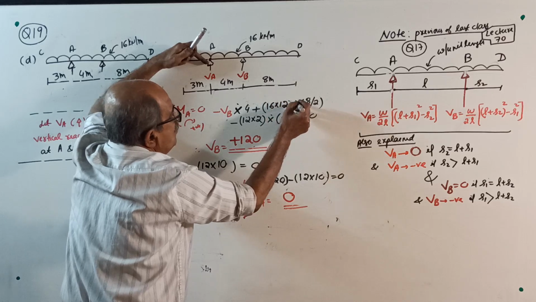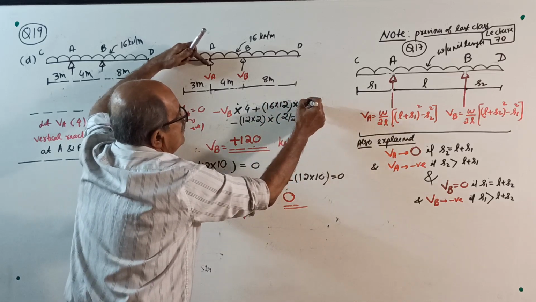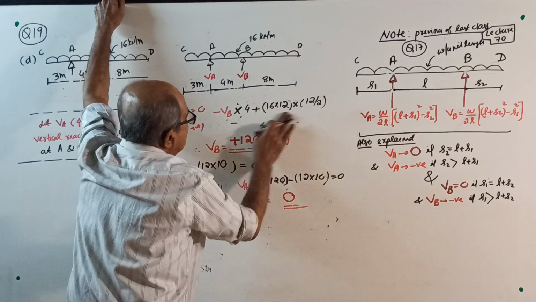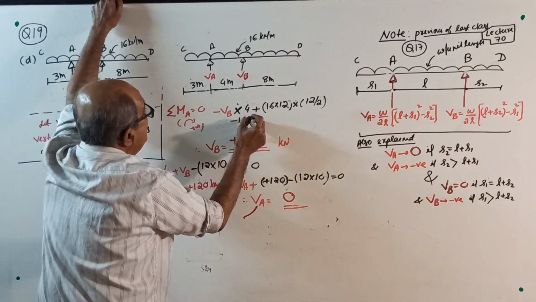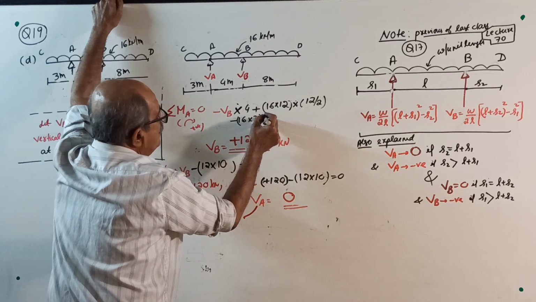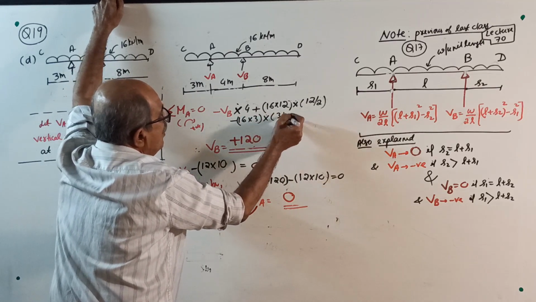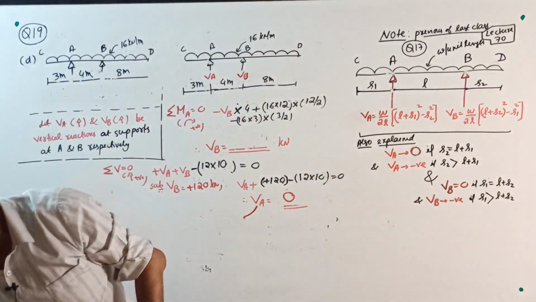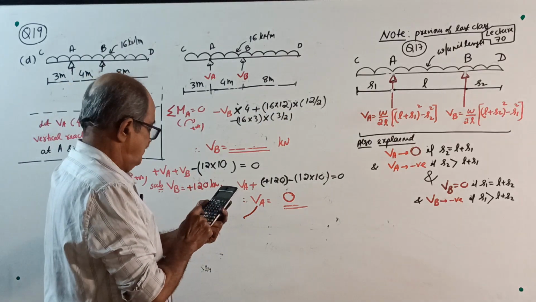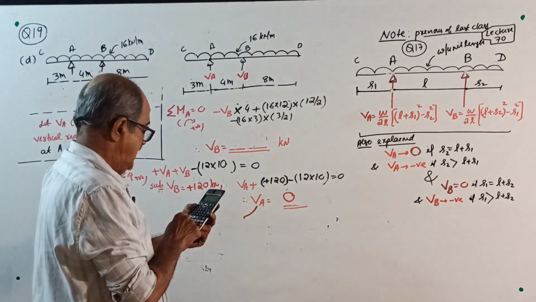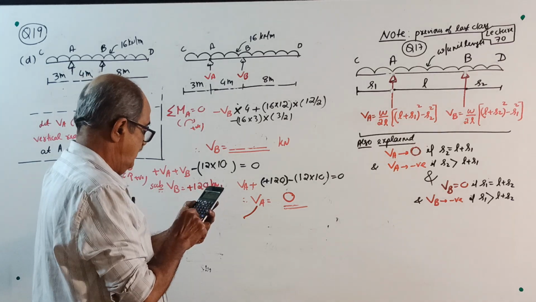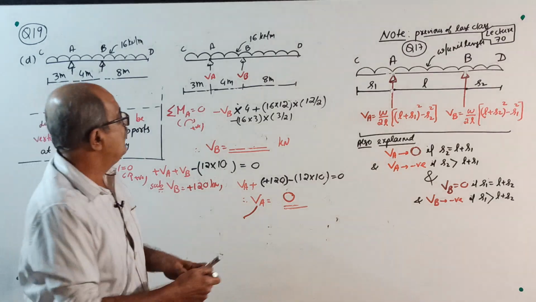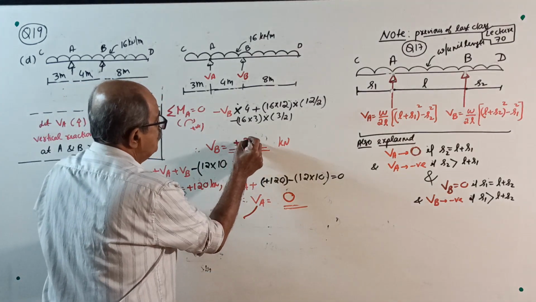16 into 12 is the total load, into 12 by 2, this all explained, minus 16 into 3 is the total load, into 3 by 2. See, I am not putting the arrow mark also because it is explained many times. The answer will come: 16 into 12 square divided by 2, minus 16 into 3 square divided by 2, divided by 4. VB will come 270 kilonewton plus 270 kilonewton.